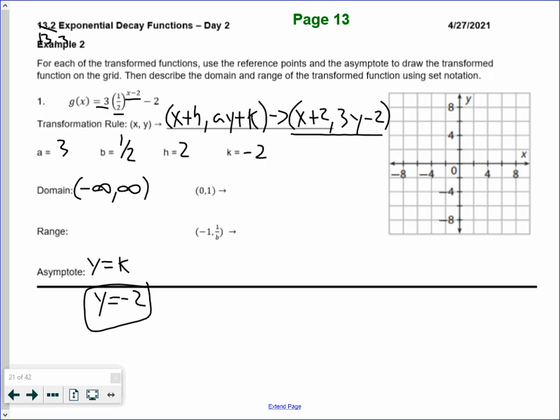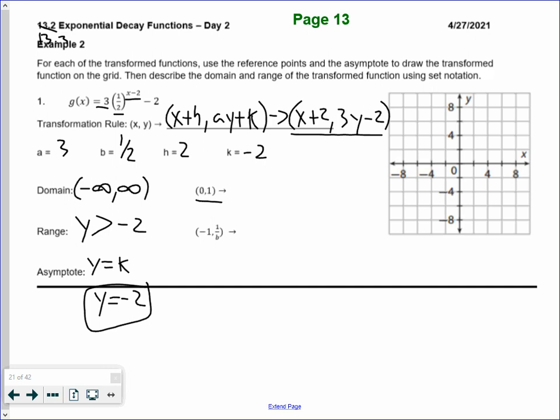So our range is going to depend on our k value and our a value. If our a is positive, that means we did not reflect it over the x-axis. So if we didn't reflect it over the x-axis, we're still above the asymptote. So we can say that y is greater than the asymptote at negative 2. But if a was negative, we'll say y is less than the asymptote of negative 2. But in this case, a is positive, so y is above it. So y is greater than negative 2.